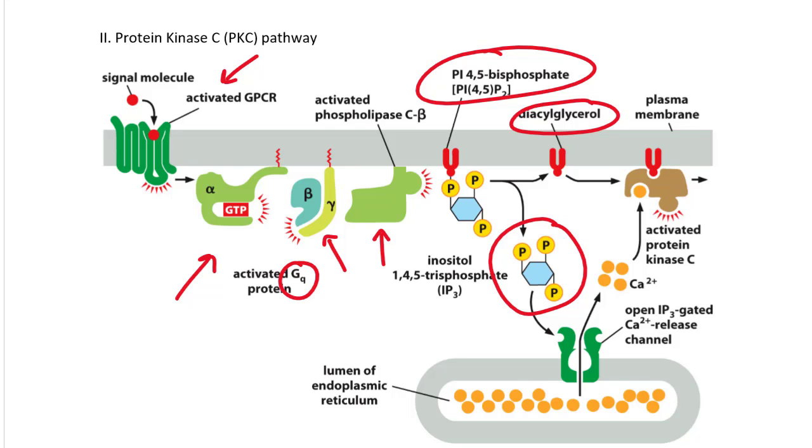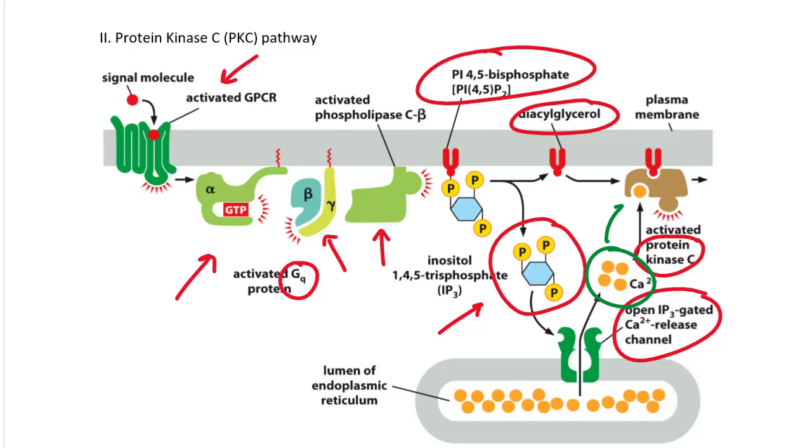Diacylglycerol will localize PKC, protein kinase C, to the membrane. Now this does not lead to the full activation of protein kinase C. IP3, on the other hand, and we have to remember that both diacylglycerol and IP3 are second messengers, will go on to bind to IP3-gated calcium release channels on the ER membrane, and that will lead to an increase in calcium concentration within the cell.